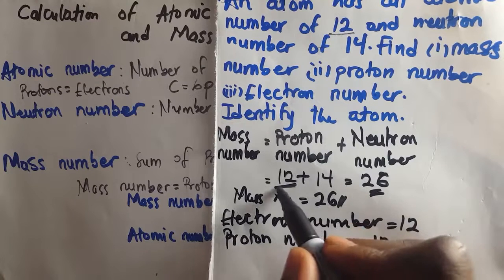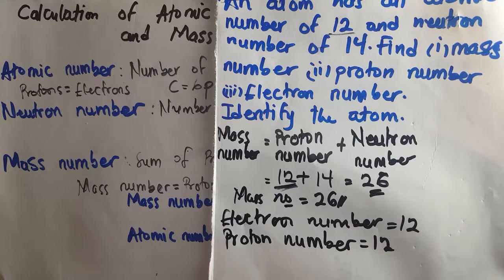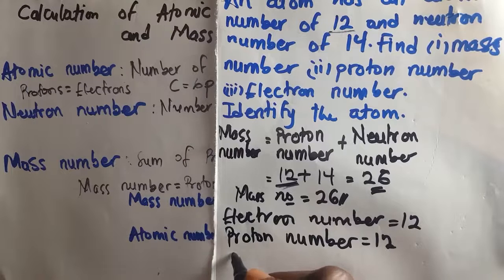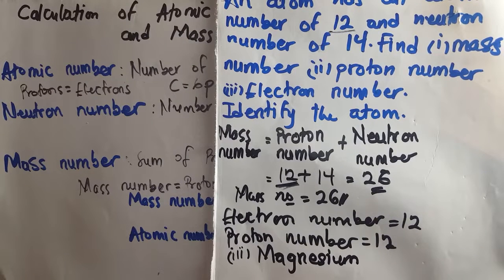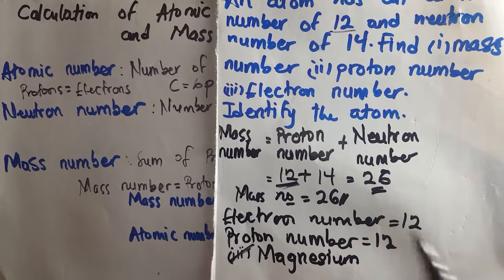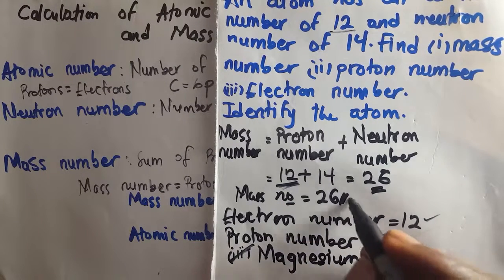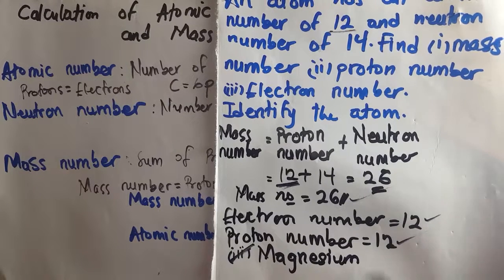So identify the atom. Which atom has a proton number of 12? One thing you should know is that the proton number does not change, but the electron number can change. It can lose or gain electrons. So looking at the first 20 elements, the 12th element is magnesium. So that's our atom. I is the electron number, which is 12. II is the proton number, which is also 12. Then III is 26, which is the mass number. And our atom over here is magnesium.